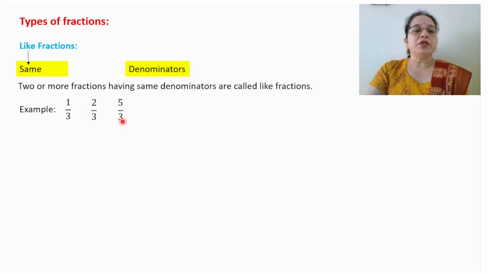So write the examples by your own. 1 by 3, 2 by 3, 5 by 3. We are just talking about the denominators. Denominators should be same.